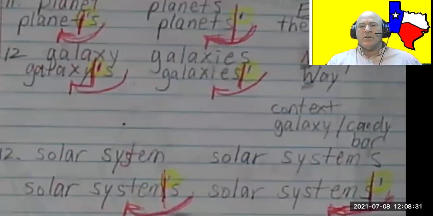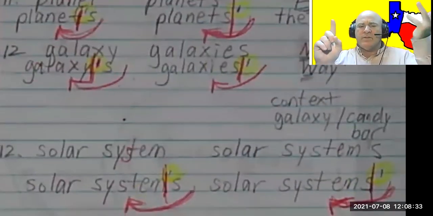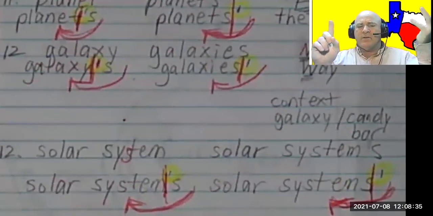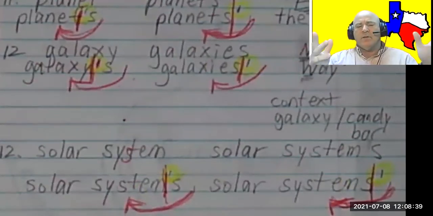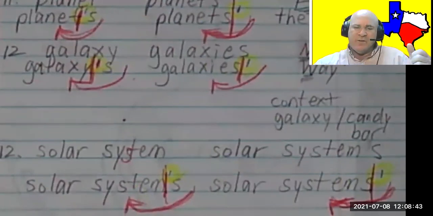Solar system, singular, possessive. Something that belongs to the solar system. I'll use my hula hoop this time because of the apostrophe.